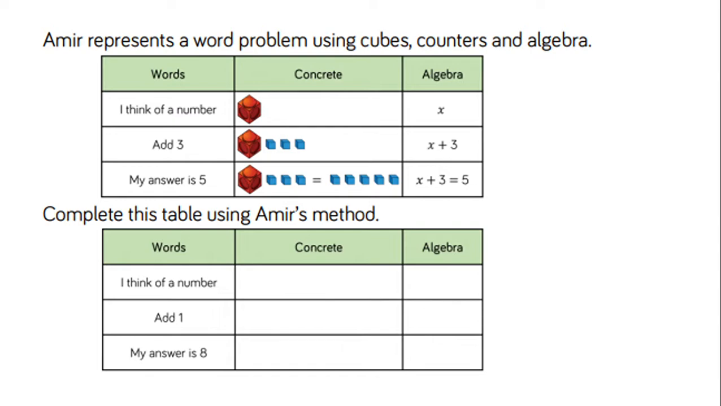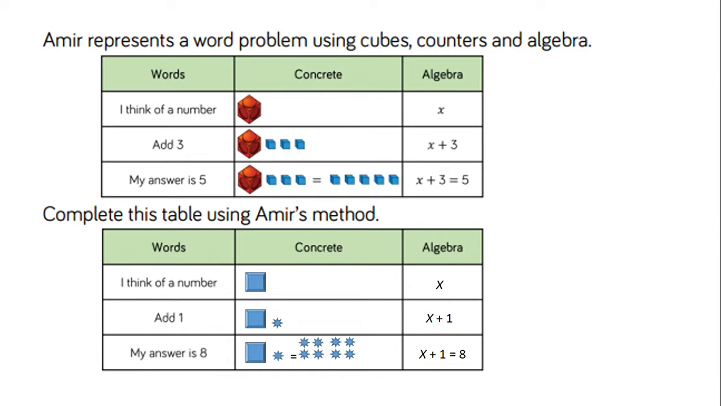Okay, so I think of a number. I'm going to call my number x, and I'm going to represent it with a cube. I'm then going to add 1 to my number. So I've still got my number, and I've got one little star that I've used. And as algebra, that would be x plus 1.